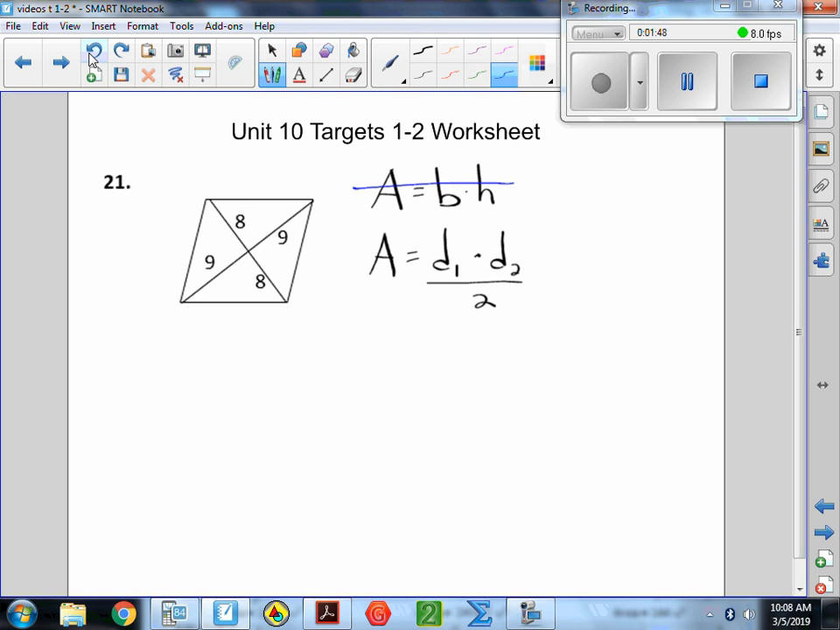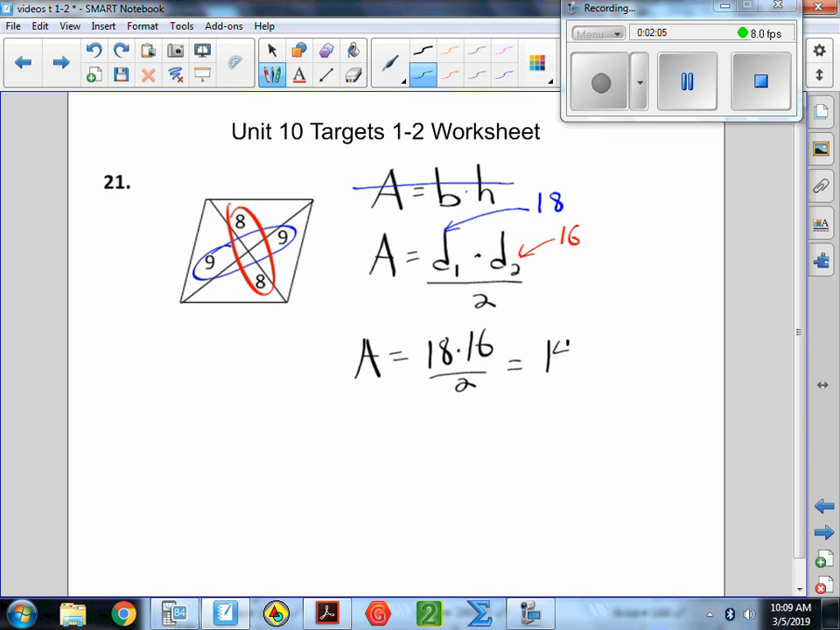So diagonal 1 is going to be 9 plus 9, or 18. Diagonal 2 is going to be 8 plus 8, or 16. So my area is equal to 18 times 16 divided by 2, which is equal to 144 square units. Now I want to find the perimeter. So to find the perimeter, I need to find one of the sides.